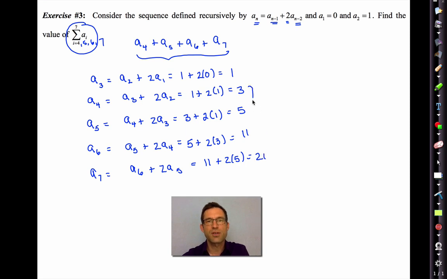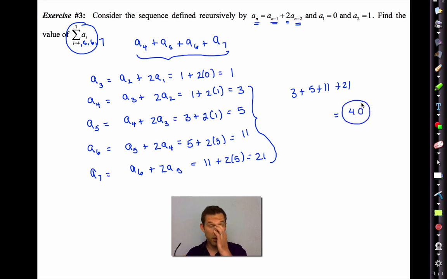So what the problem is actually asking me to do is add up these. 3 plus 5 plus 11 plus 21. And when I do that, I get 40. Yep, that's right. So summation notation, we'll see, gets used a lot with sequences.